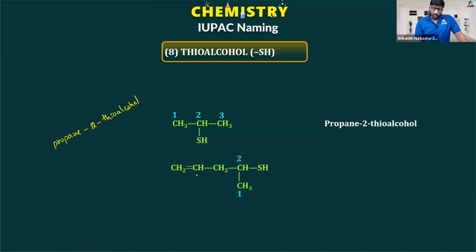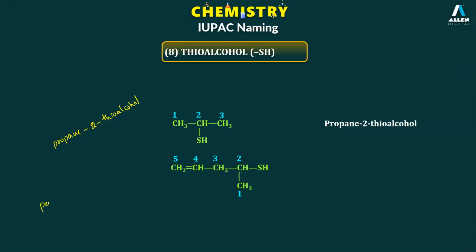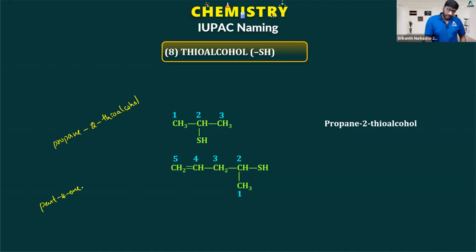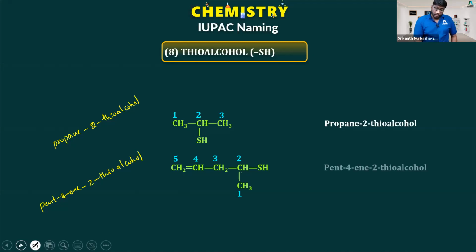Right? If you have this type of functional group like CH3, CH, CH2, CH double bond, SH, I have to give numbering in such a way that the carbon containing the SH group gets the lowest possible number, because the functional group is given more priority when compared to a multiple bond. So 1, 2, 3, 4, 5. So what is the name of this compound going to be? Pent-4-ene-2-thiol, that is going to be the name of this particular compound which is given. Right.